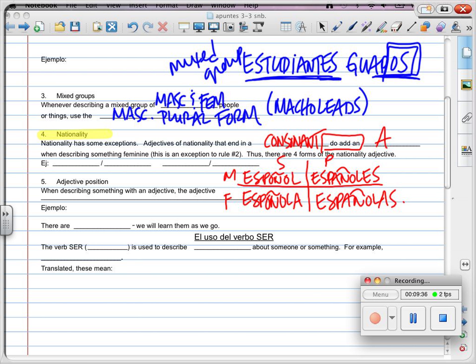Regla número 5. Adjective position. When describing something with an adjective, let's erase this because I don't like the way it's worded. We're going to say you put your noun before your adjective. Remember that cool little phrase I taught you guys? NBA. In English, we say white house. In Spanish, if the noun comes before the adjective, you would say house white.